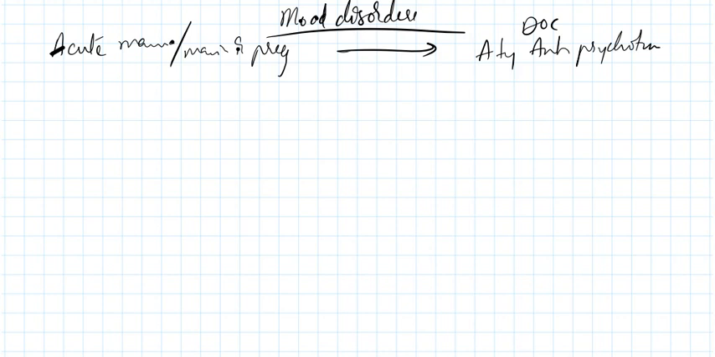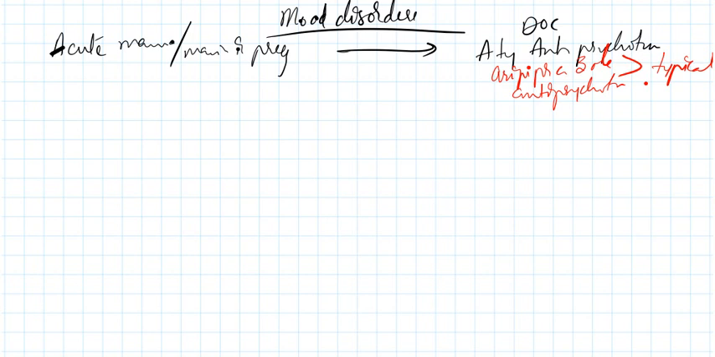What is an example? Can anyone tell? Which is the atypical antipsychotic of choice? That is aripiprazole, rather than typical antipsychotics.